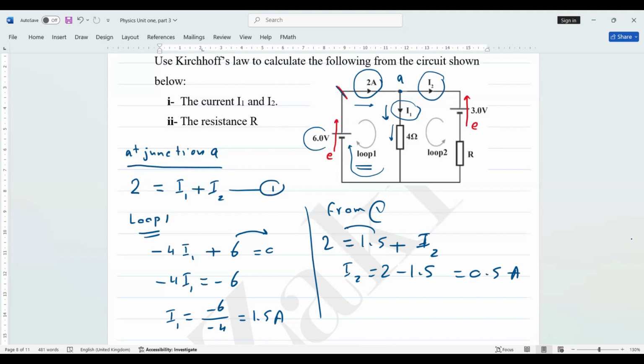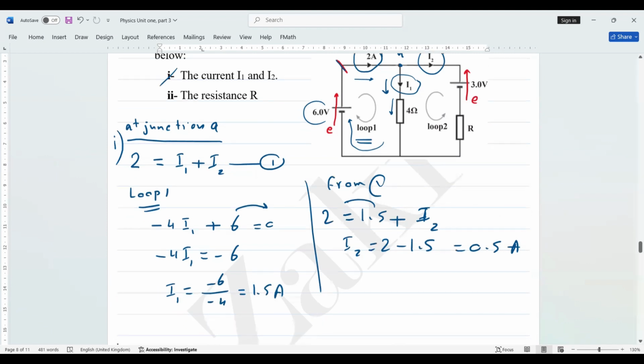This is the first part, I. Now the second part, he said find the resistance R. Now we need to solve the second part. To solve the second part, we go to loop 2. Follow me. Now we need to write the equation of Kirchhoff. Okay, this is the direction of the loop. We can start at this point. Now we go in this direction.